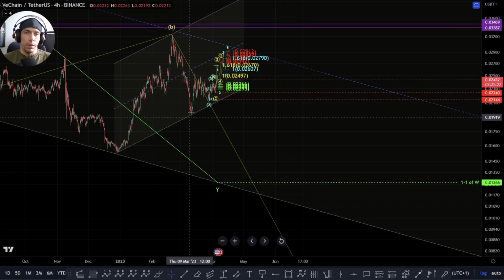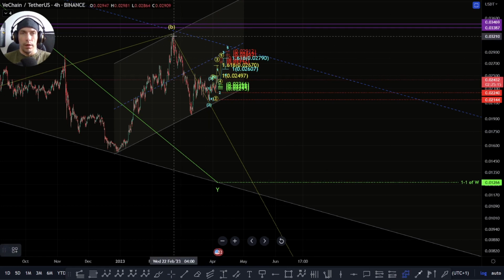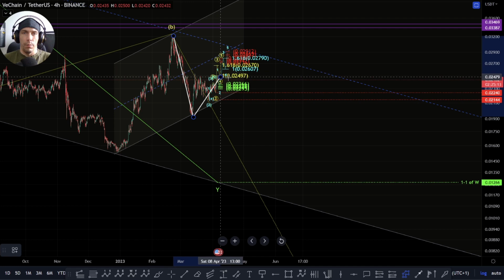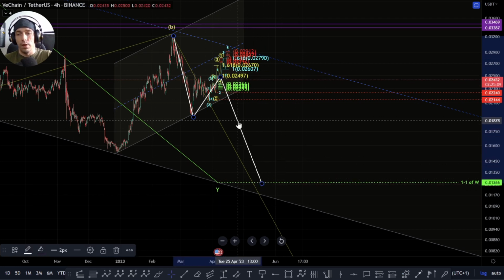So we need to be careful with this move. If it fails to develop impulsively to the upside, it could indicate that we have another leg to the downside here. We would be looking at this as an A, this potentially as a B wave, and then looking for continuation to the downside, so looking for these lower targets here.